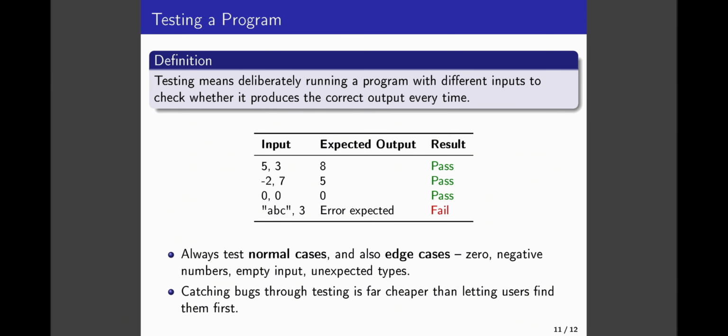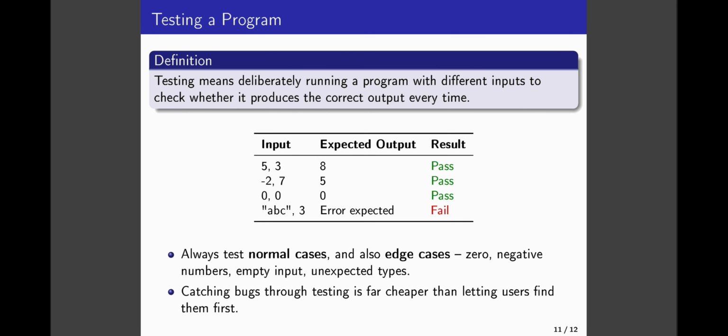We test 5 and 3 expecting 8. Pass. We test negative 2 and 7 expecting 5. Pass. We test 0 and 0 expecting 0. Pass. Then we also test A, B, C and 3 expecting an error, and this one fails, revealing a real problem in how the program handles unexpected input.